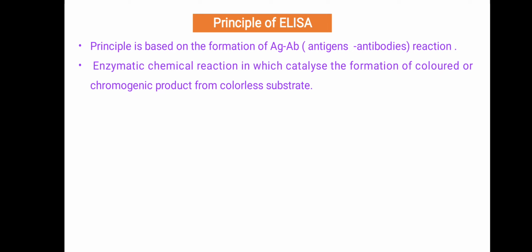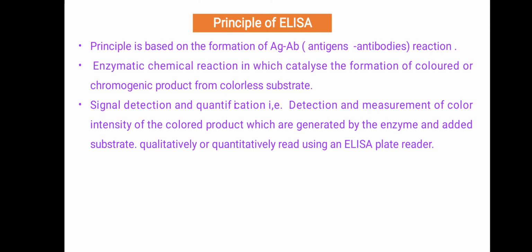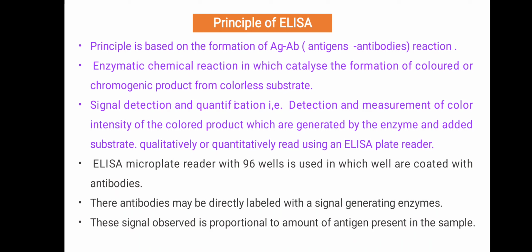Chromo means color. Signal detection and quantification: detection and measurement of the color intensity of the colored product generated by the enzyme added to the substrate, qualitatively or quantitatively. This is read using an ELISA plate reader. An ELISA microplate reader with 96 wells is used, which is coated with antibodies. These antibodies may be directly labeled with a signal generating enzyme. The signal observed is proportional to the amount of antigen present in the sample.